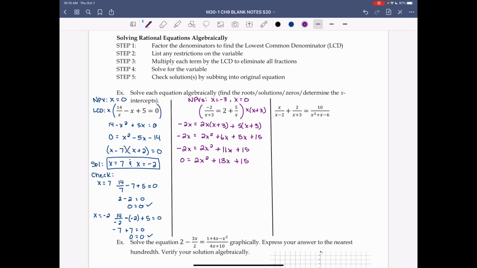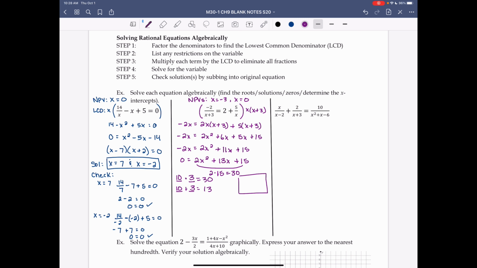Let's factor this. We don't have a common factor. 2, 13, and 15 don't have a common factor. It's a complex trinomial, so we need to multiply the a term and the c term. 2 times 15 equals 30. We want two numbers that multiply to give us 30 and add to give us 13. They're both positive numbers since they add to a positive and multiply to a positive. So we would have 10 and 3. Next, we need to use either the box method or decomposition to factor. I'm going to use the box method.